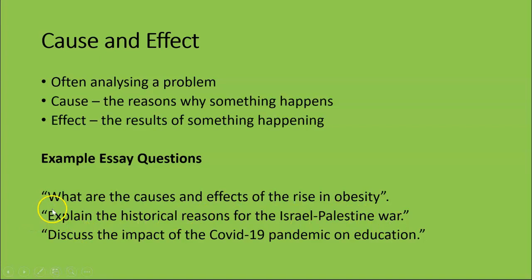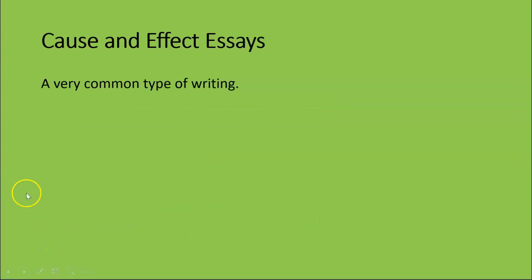You might also get a question such as this: explain the historical reasons for the Israel-Palestine war. So this is cause. So why is this war happening? Or you might get a question like this: discuss the impact of COVID-19 on education. And that's effect. So how did COVID-19 change education? Okay, so it's a very common type of writing.